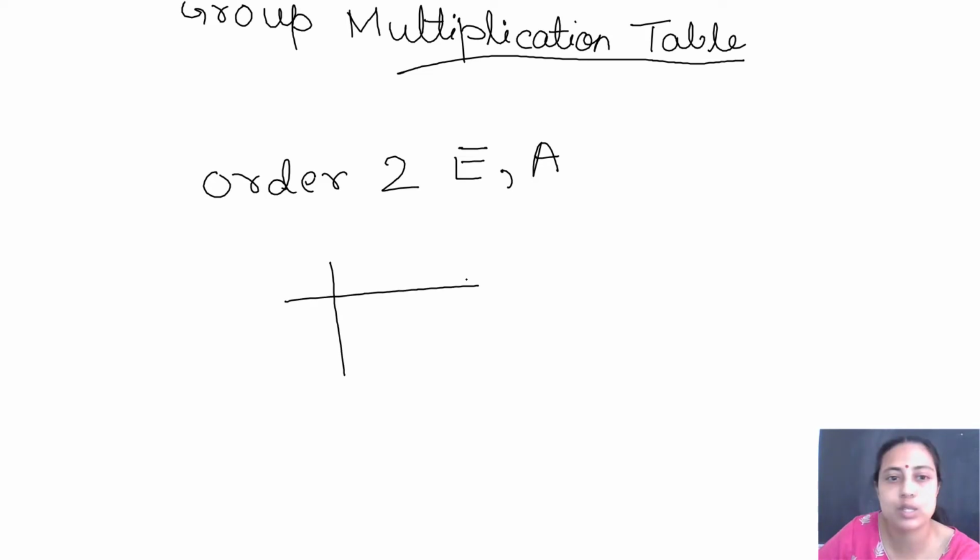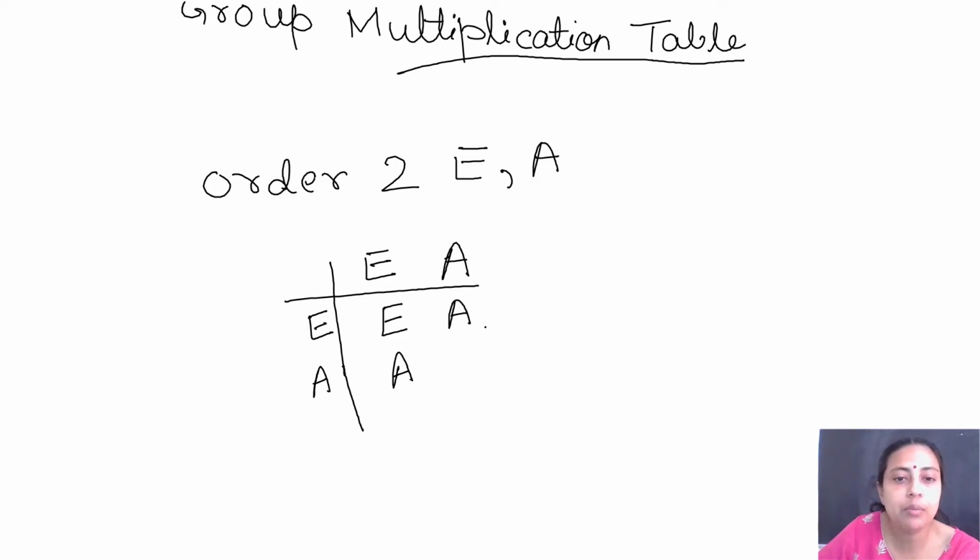So, if I draw a simple table, this is the doing-nothing operation, or the identity element, which commutes with every individual element of the group, and this is another element A. The row should be E, A and the column should be E, A. The rule of this group multiplication table is that no element in any row or in any column would be repeated.